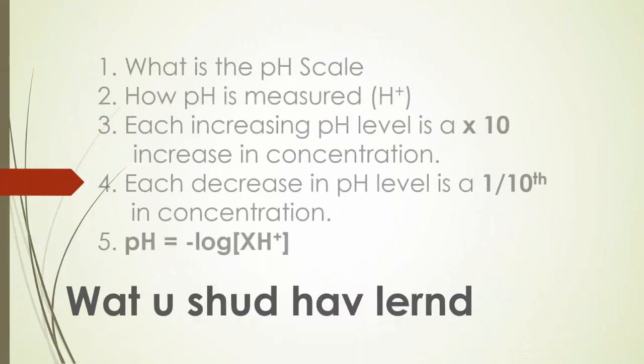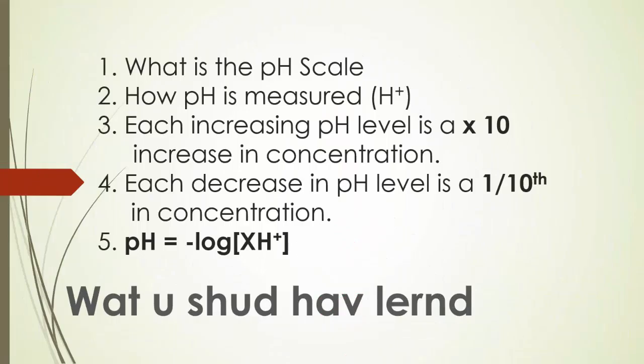Alright guys, so stuff you should have learned from this lesson. We talked about what the pH scale is and how we measure the hydrogen ions. We also talked about that increasing the pH level is a times 10 increase in concentration, while decreasing the pH level is a tenth of the concentration. And we should know that the calculation for the pH is equal to the negative log of the number of dissociated hydrogen ions times its concentration. Which we'll practice in class. Absolutely. But definitely make sure you have that formula written down in your reference table.